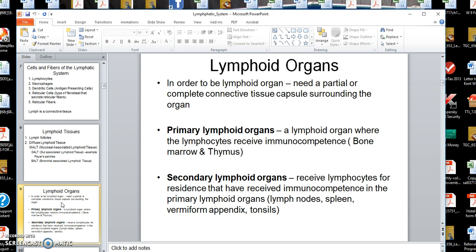Okay? The secondary lymphoid organs, like the spleen and so forth, are where educated lymphocytes go to do their job. Just like in college, you obtain a college degree, then you go from the college and find a job. Well, the primary lymphoid organs educate, and then the secondary lymphoid organs receive, shall we say, the graduated lymphocytes.